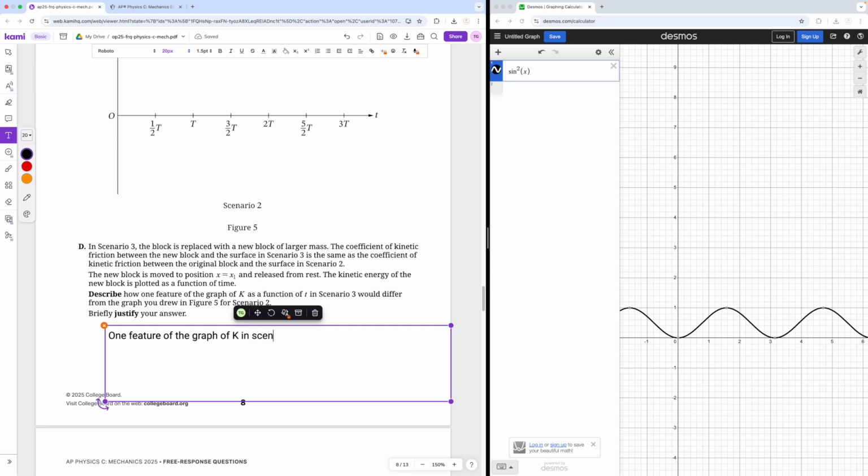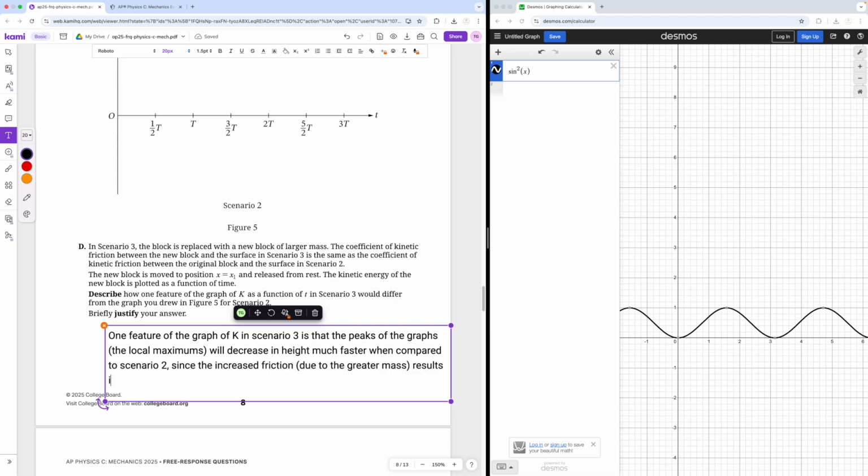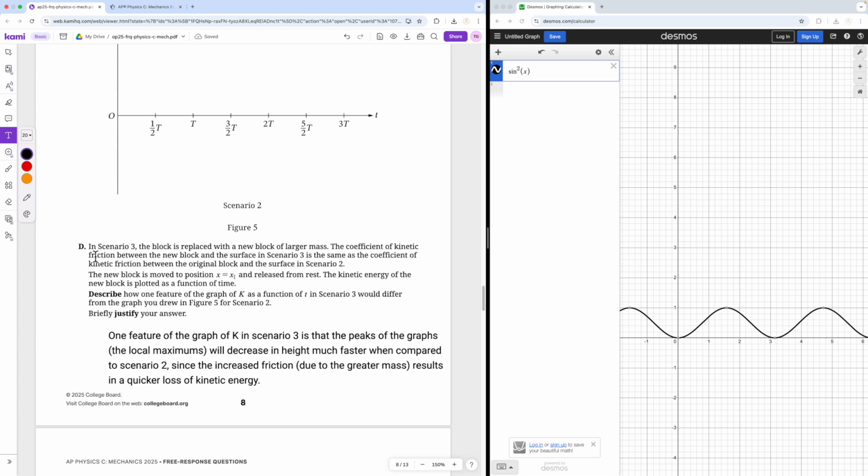So, one feature of the graph of K as a function of t in scenario 3 is that the peaks of the graph, the local maximums, will decrease in height much faster when compared to scenario 2, since the increased friction due to the greater mass results in a quicker loss of kinetic energy. And all you have to say is something like this. And there we go, we've answered part D.